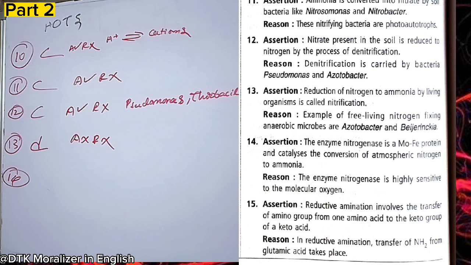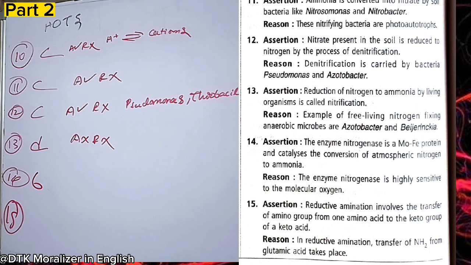Now question number 14. The enzyme nitrogenase is a molybdenum-iron protein that catalyzes the conversion of atmospheric nitrogen to ammonia. The enzyme nitrogenase is highly sensitive to molecular oxygen. Yes, both are right, but not a correct explanation of the assertion. In the assertion, the nitrogenase enzyme is mentioned, and its properties are explained. The reason is not a correct explanation for that. So here option B.